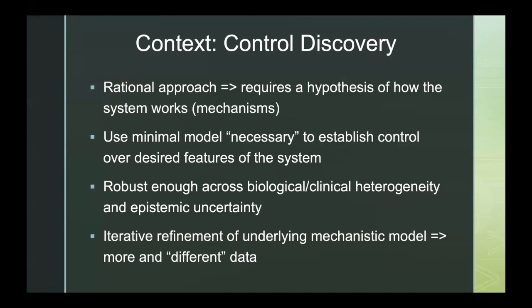As a bone to throw to parsimony, you want to use the minimal model necessary to establish control of the desired features of the system, which means that at least you have to be able to represent the data that is being used to calibrate and validate the model. And you need to have sufficient mechanistic representation of the target that you're going to try and exercise control on to minimize the number of assumptions that you have as a consequence of manipulating that particular variable, right? You want, again, something that is robust across biological and clinical heterogeneity.